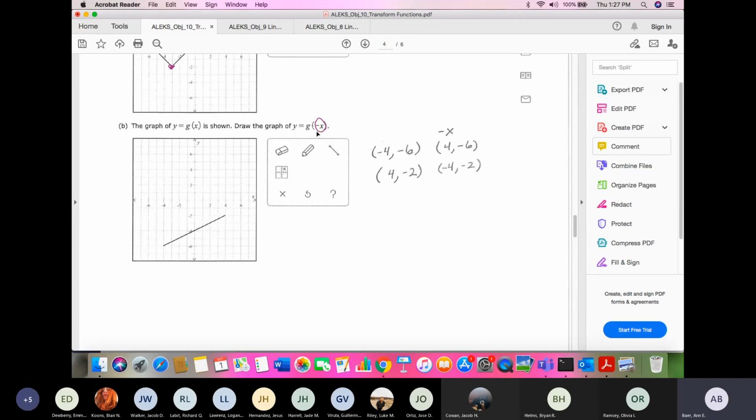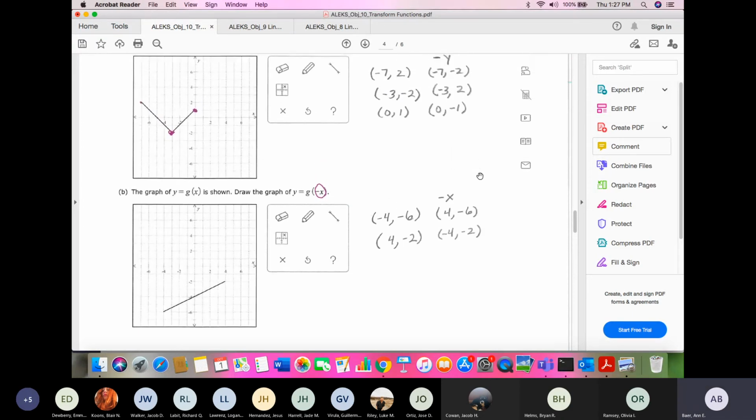Now, what does this say? Where's the negative sign here? It's next door to the x. This works just like you would think. So we're changing the sign this time on all of the x's. So this -4 becomes +4. This +4 becomes -4. And then we just copy over the y-coordinates, -6 and -2.